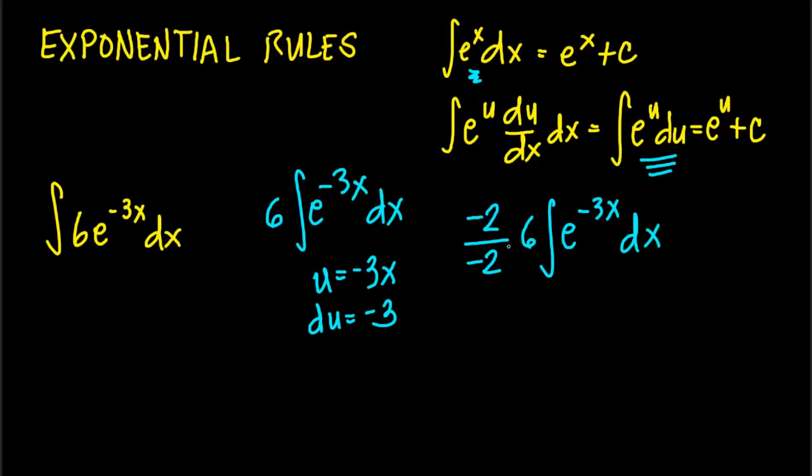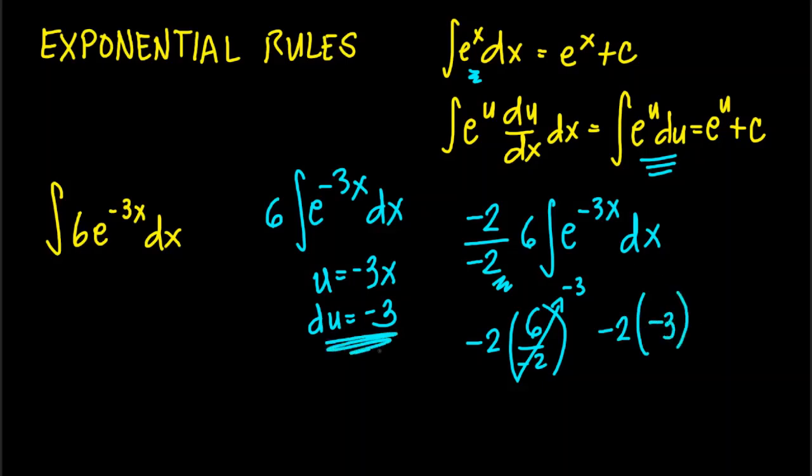Okay. So, what happens is you have negative 2 here in the denominator, and you have 6 here. So you are multiplying 6 over negative 2, which gives negative 3. So, in the end, we have our requirement. We have negative 2 times negative 3, which is our du, and the integral of e raised to negative 3x dx.